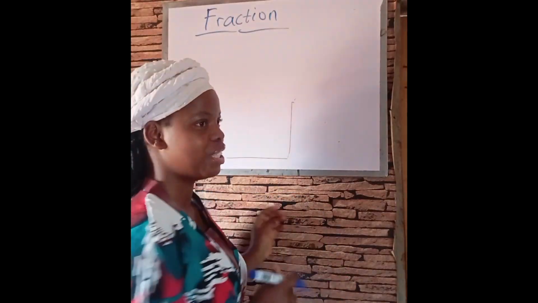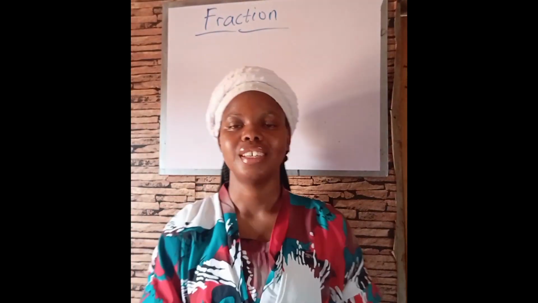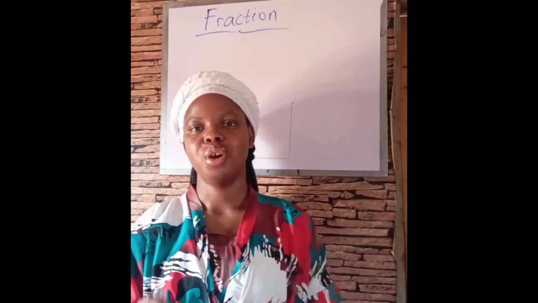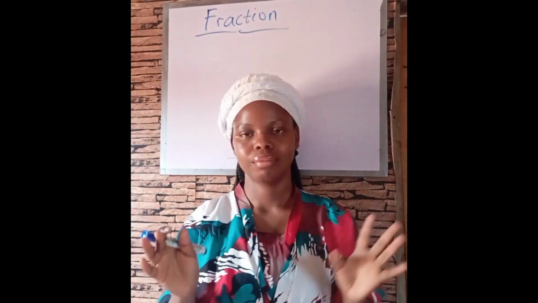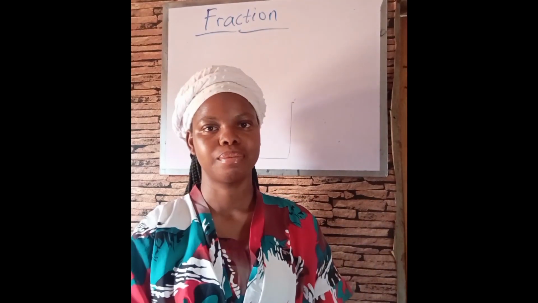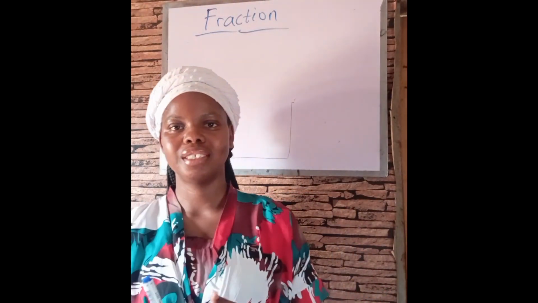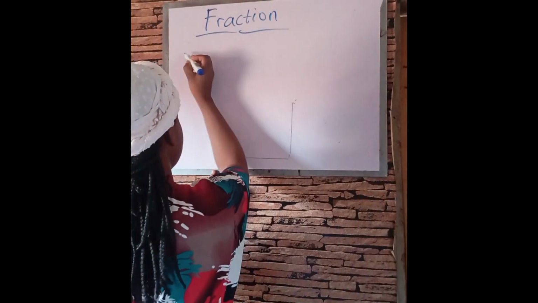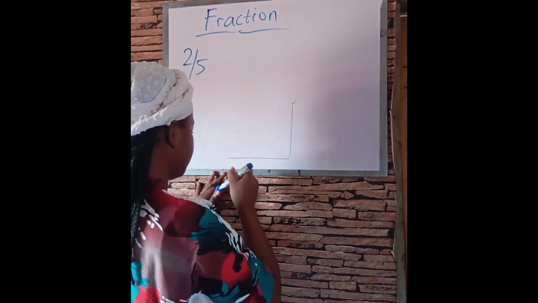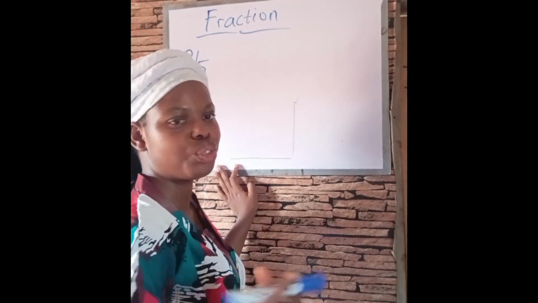So what is a fraction? A fraction is part of a whole. For example, when you are asked to divide a chocolate into 5 equal parts, and you are asked to pick 2, that 2 that you pick is 2/5. It's a fraction. Anything that looks like this is what we call a fraction.